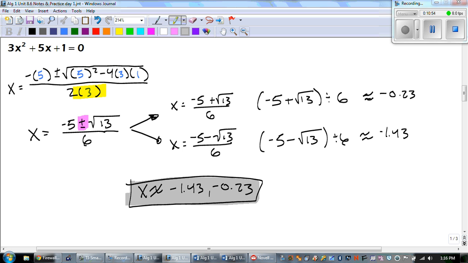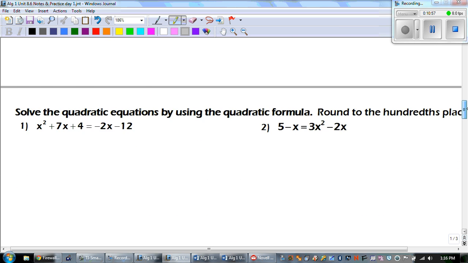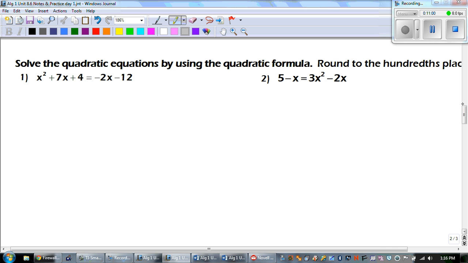Okay, let's flip it over. Solve the quadratic equation by using the quadratic formula and round to the nearest hundredth. So all we're doing here is the quadratic formula. I need it set equal to 0 first, so I'm going to add the 2x over, and I'm going to add the 12 over. Those cancel. We get the 0 on the right side, and x squared plus 9x plus 16.